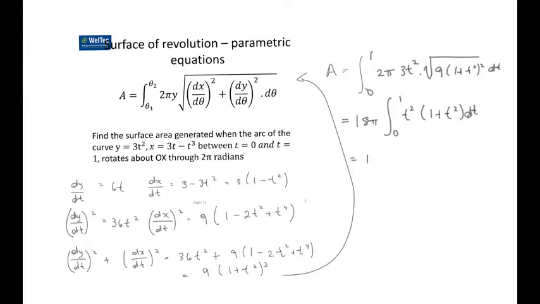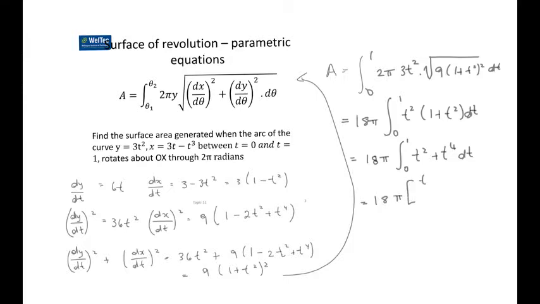So that's 18 pi times the integral between 1 and 0 of t squared plus t to the 4. So suddenly it becomes a whole lot easier. So it's the integral, we can do the integration.